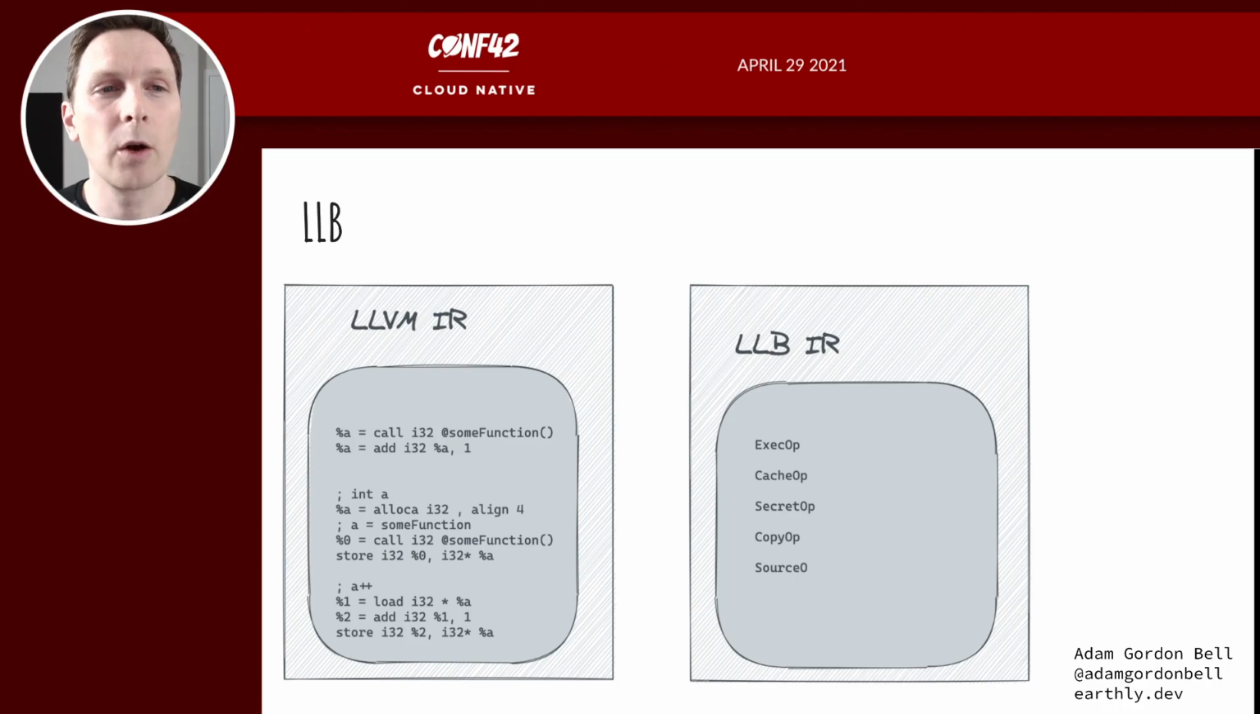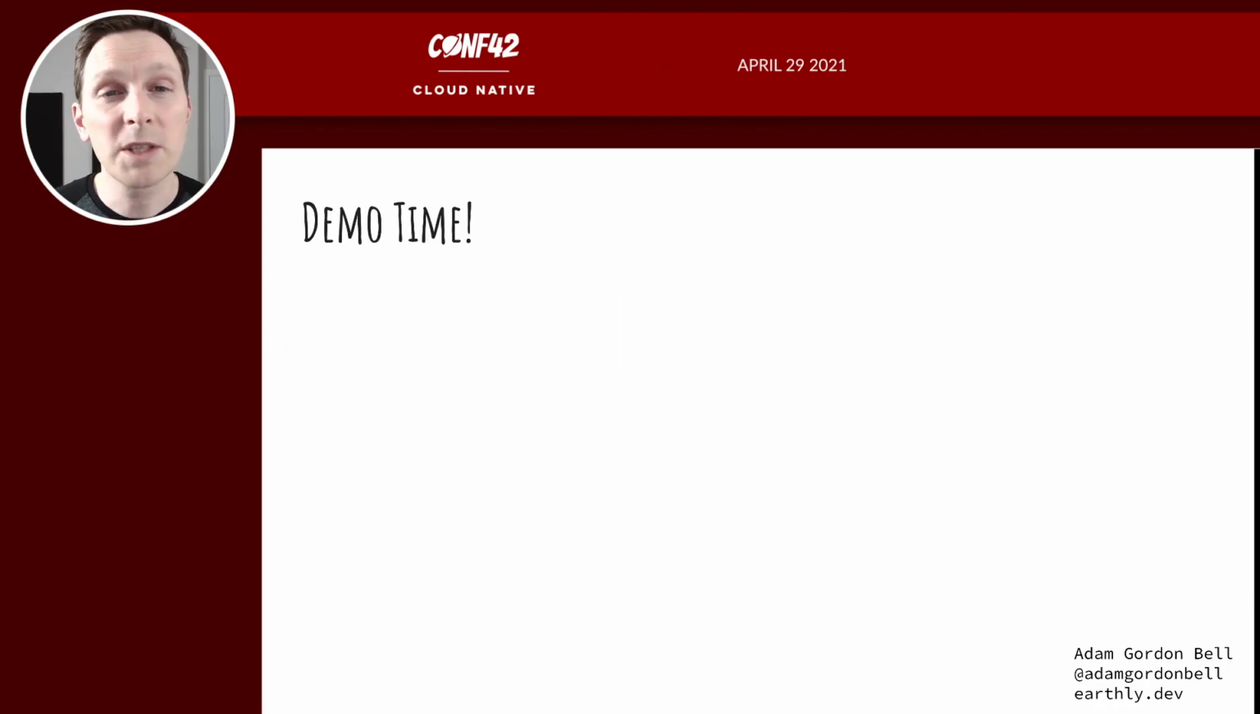So just to explain how it works, LLVM IR looks like this on the left. It's sort of a verbose and explicit programming language. LLB is much simpler. It looks quite different. With LLVM, the basics are kind of a simple programming language. With LLB IR, it's sort of a language for creating these self-contained cloud-native packages. So let me show you how that works.